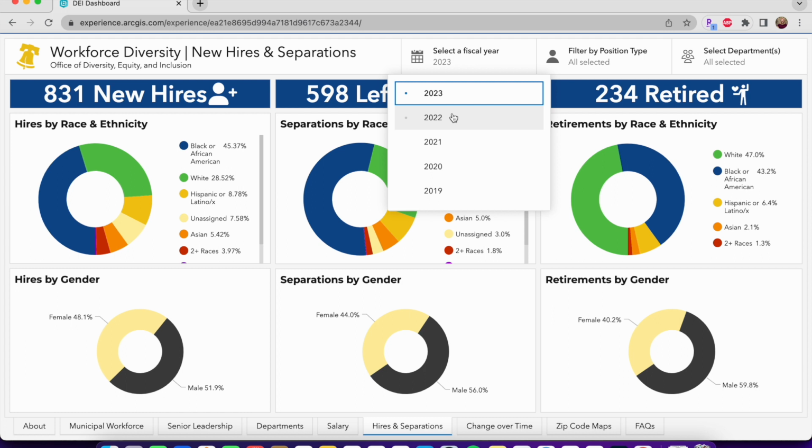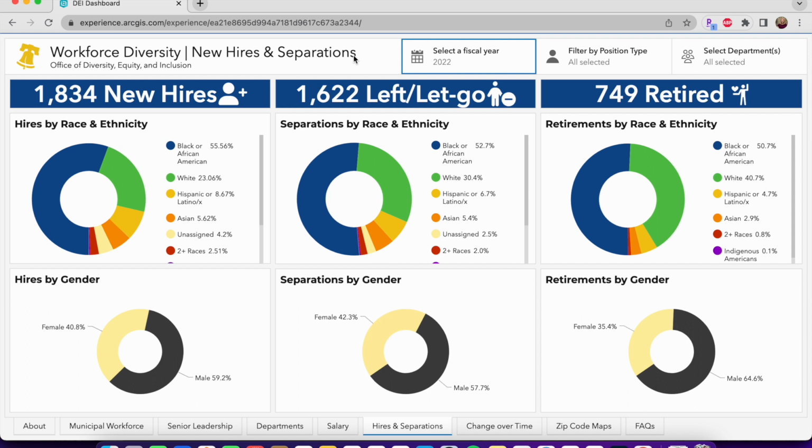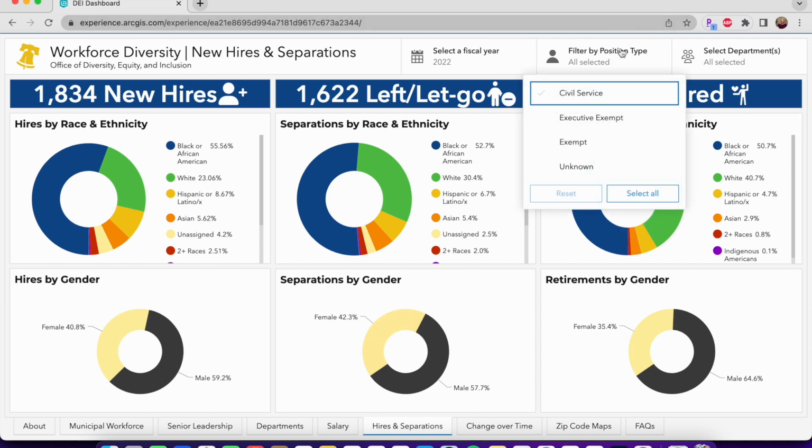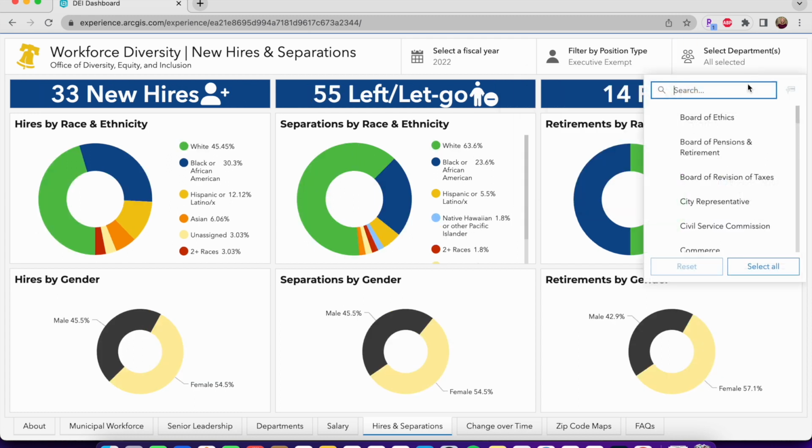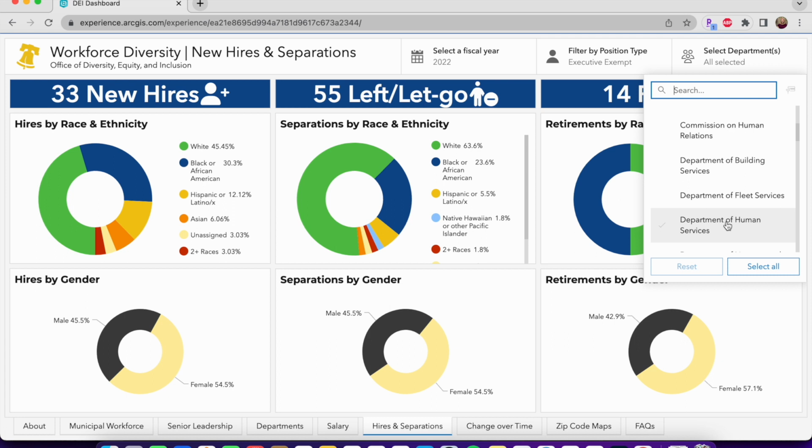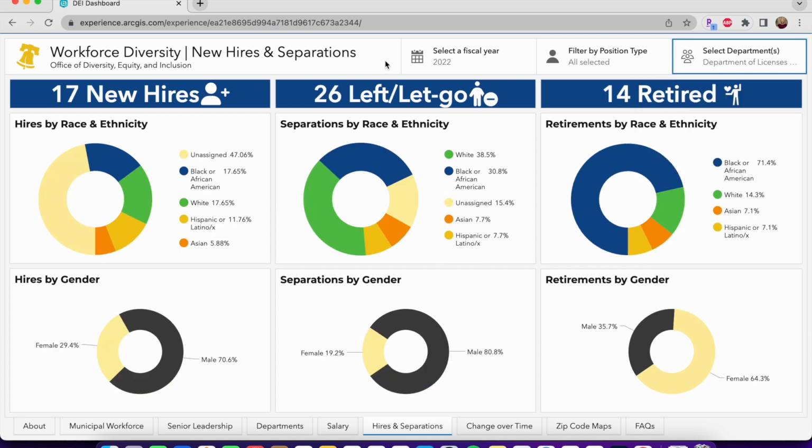You can select the fiscal year that employees were hired or were separated. So if we want to go back to 2022, we can see that the data updates. We can select by position type, and then we can also select by department as well. So now what this dashboard is showing is the employees in the Department of Licensing and Inspection within fiscal year 2022. 17 employees were hired, 26 chose to leave or were let go, and 14 were retired. And then we have the racial breakdown and the gender breakdowns for each of those.